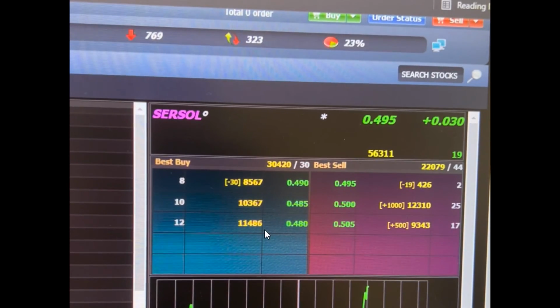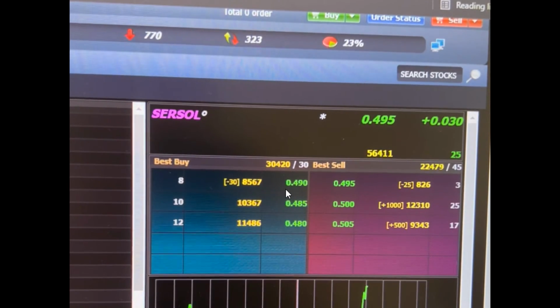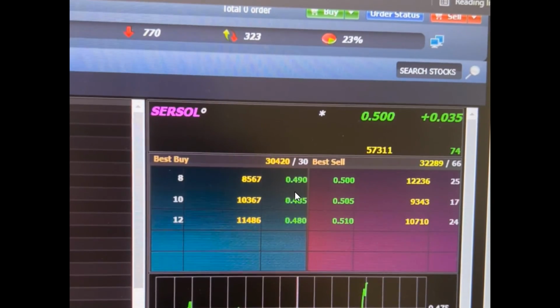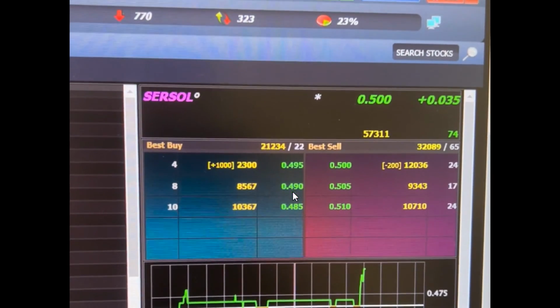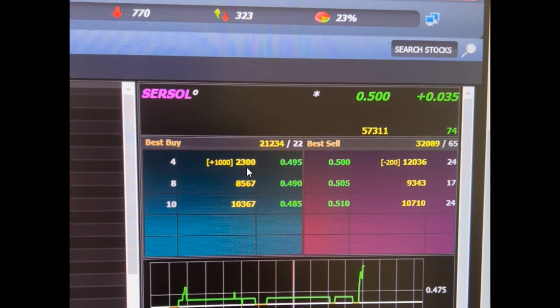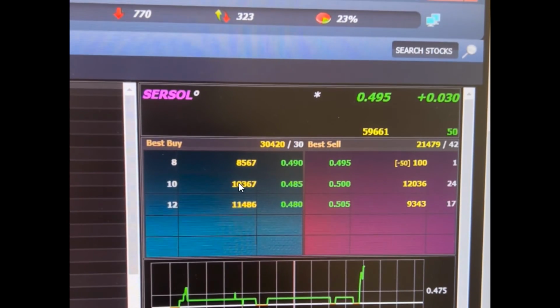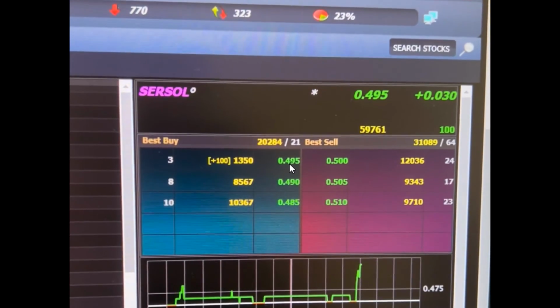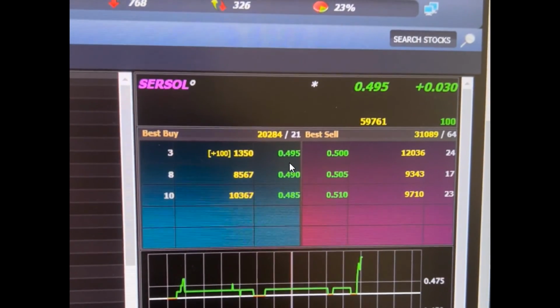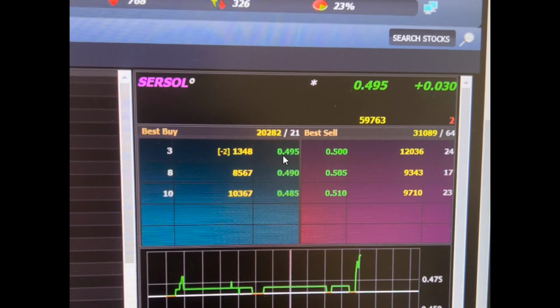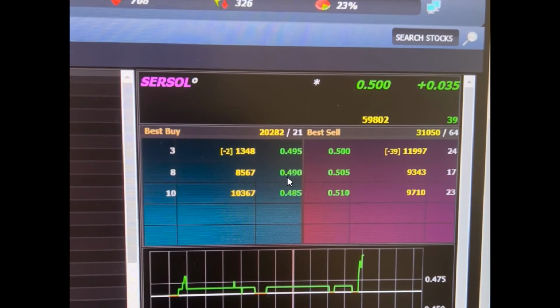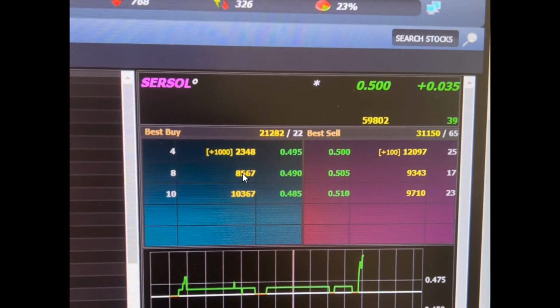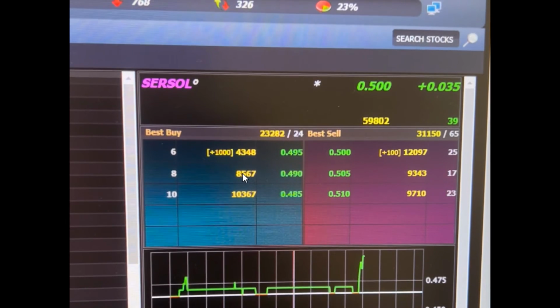Take a look at the buyer side, 8,567 for 49 cents. Did that budge? Did that move? It didn't. It went up to 49.5 at 2:03. 49 cents remains pretty strong at 8,567. Again, 49.5 became the new best buy. 49 cents went back down to 85, still at 85, didn't budge at all.